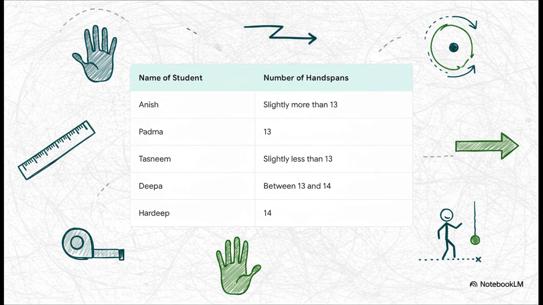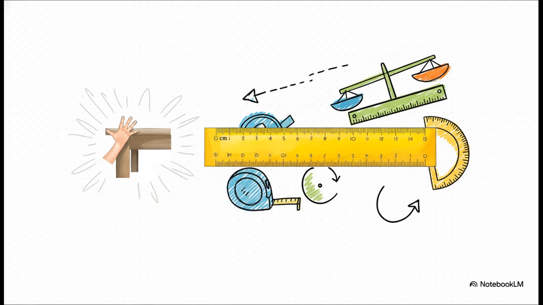And look, here's the proof. These are the actual results Deepa and her friends got. Just look. Anish got 13, Padma got 14, someone else got 13 and a little bit more. See? For the exact same table, nobody got the same number. This shows you, clear as day, why using things like your handspan just doesn't work when you need to be accurate.